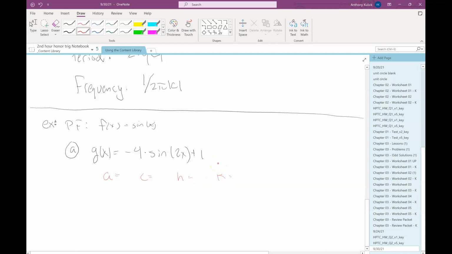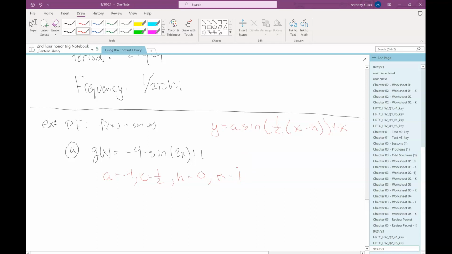Okay, let's start by just listing the values for A, C, H, and K here. Remember, I'm just going to use that general form for a transformation to identify those. In this case, the a should be -4. The c should be 1/2. Everybody's okay with the 1/2? Okay. The h should be 0. Good. And the k should be 1.